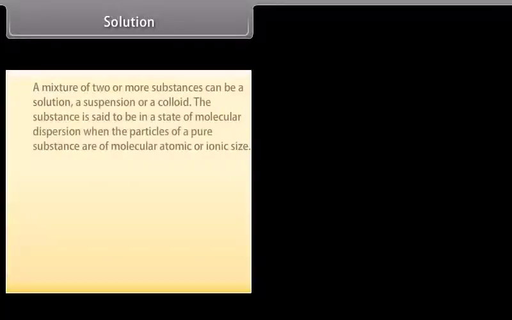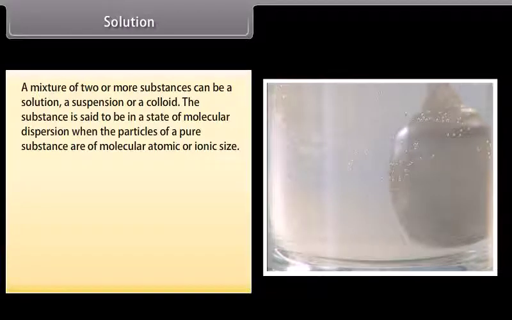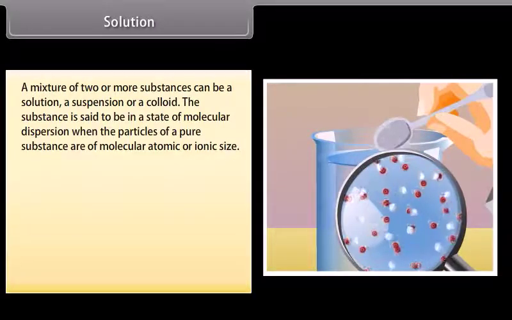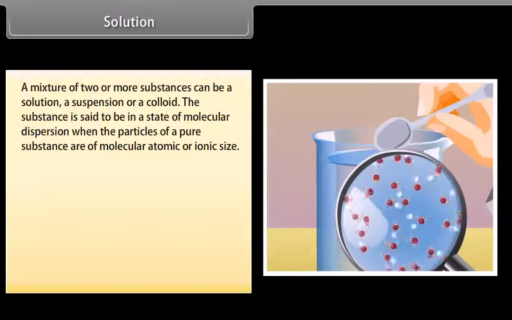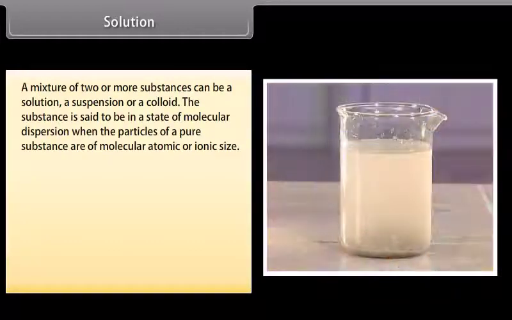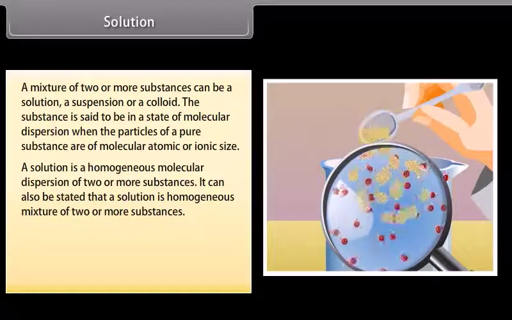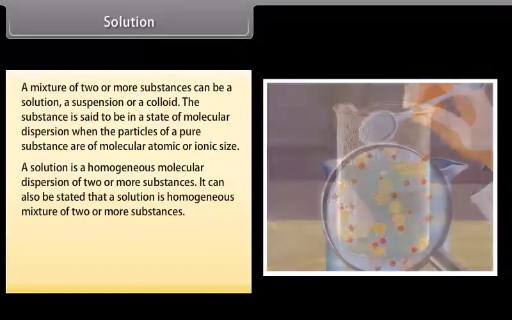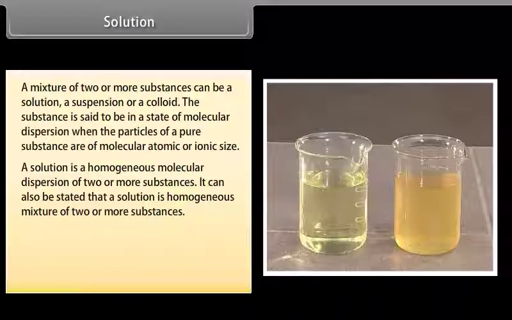Solution. A mixture of 2 or more substances can be a solution, a suspension, or a colloid. The substance is said to be in a state of molecular dispersion when the particles of a pure substance are of molecular, atomic, or ionic size. A solution is a homogeneous molecular dispersion of 2 or more substances. It can also be stated that a solution is a homogeneous mixture of 2 or more substances.